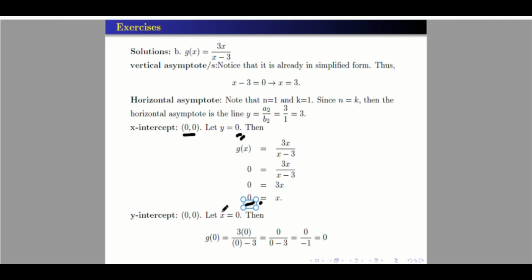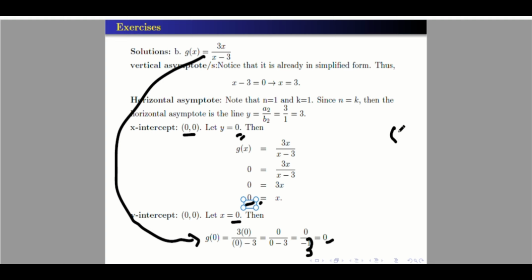So y-intercept, let x equal 0. Then, okay, we have here, substitute the x equals 0. So we have 0 over negative 3. So this is negative 3. So 0 over negative 3 is 0. So our y-intercept is, again, 0, 0. So take note in writing the ordered pair, it should be x, y. So our x is 0, our y is 0.